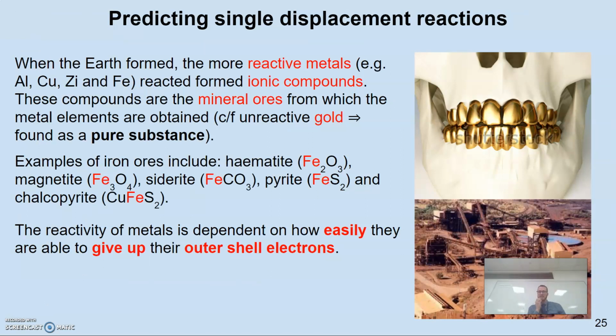We can predict them by looking at what's called the activity series. Not something I'm expecting you to know, so we're going to skip through this fairly quickly. But we know a bit about reactive metals. We know that group 1 and group 2 metals are highly reactive. So you should know that much.